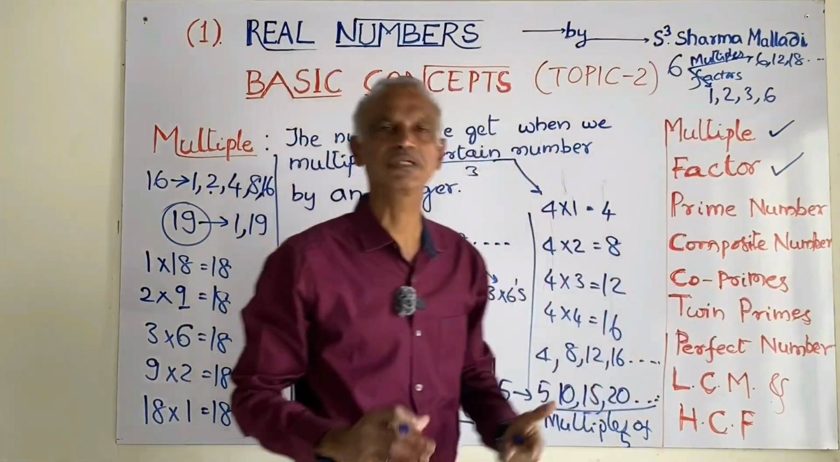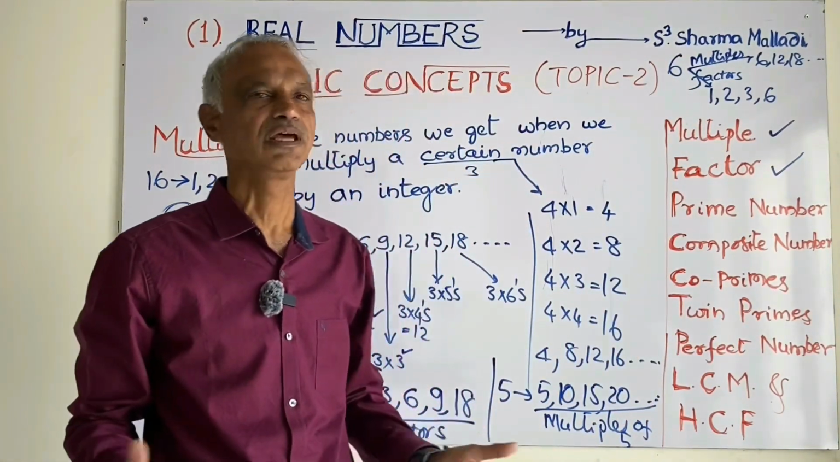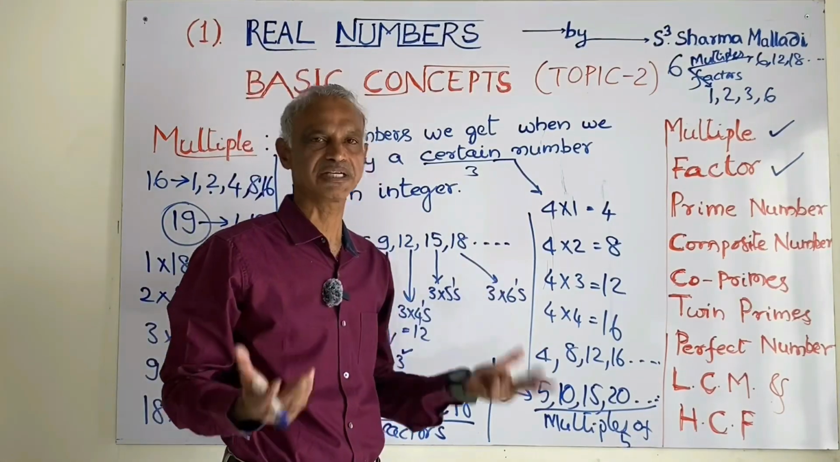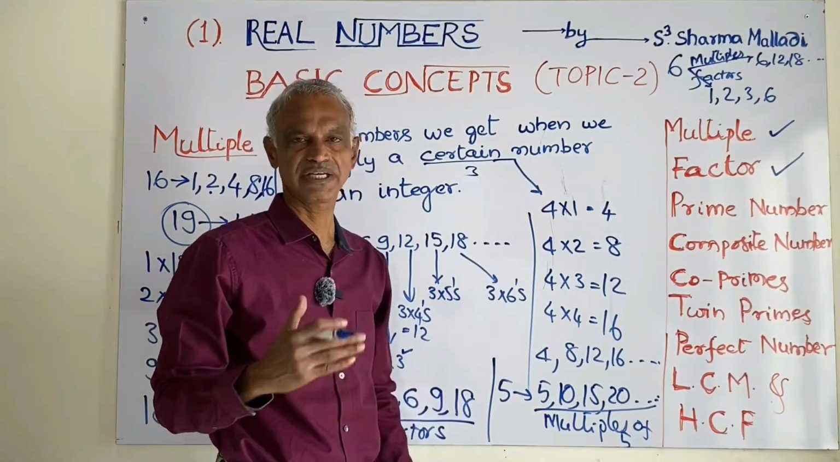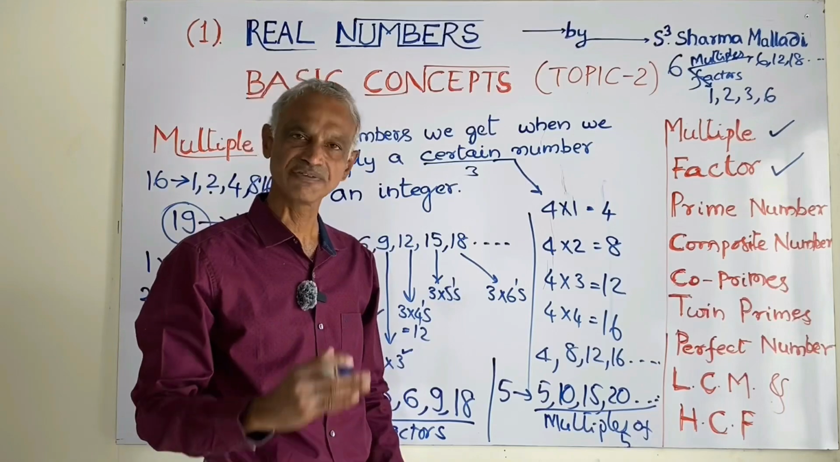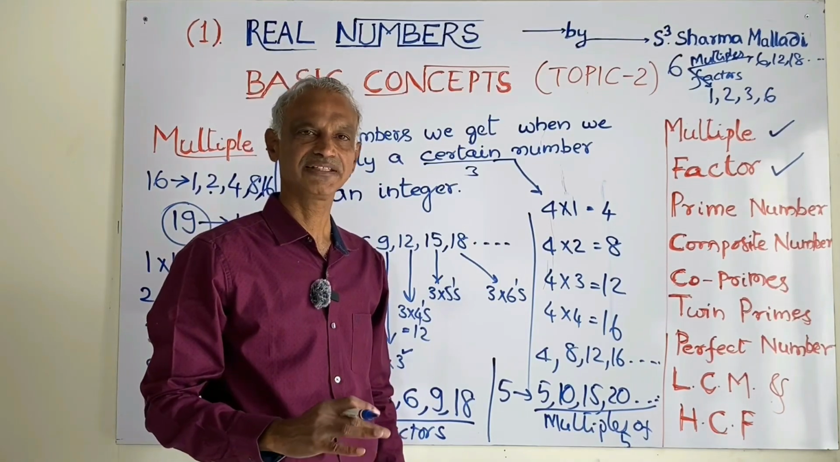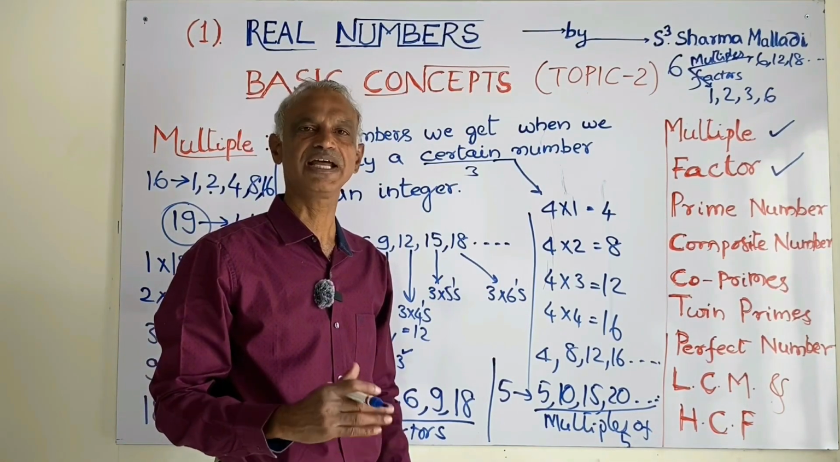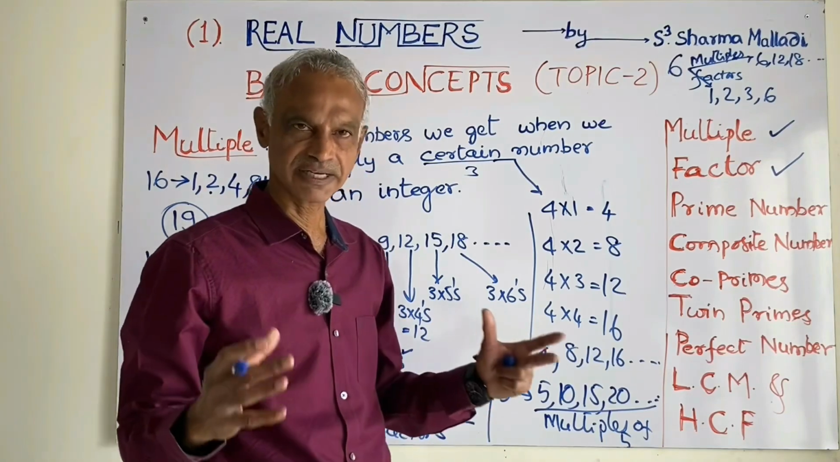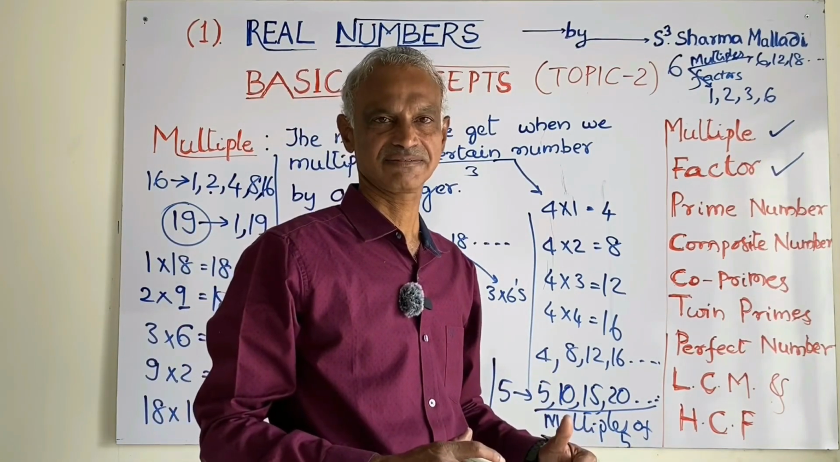What are the multiples? You read the table, the sixth table. Then you can understand what a multiple is. 6, 12, 18, like this. These are the multiples of 6. I think you have understood what is a multiple and what is a factor. Next, I will write the definition of factors.